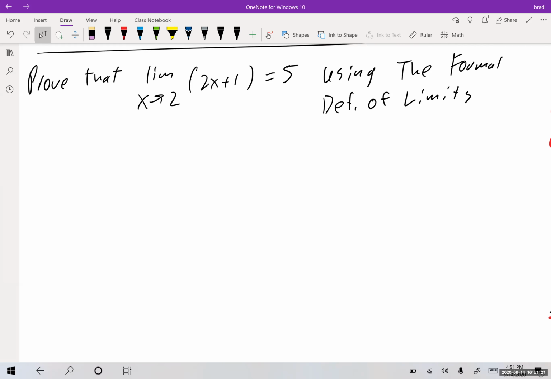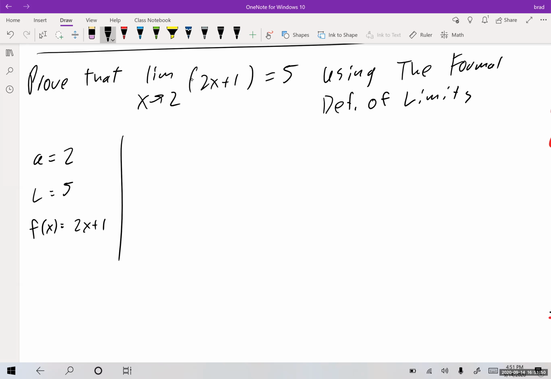So what I'm going to do is first identify a few things. So I know here that a is 2. We know L is 5, right? We know f of x is equal to 2x plus 1. And let's plug in what we know, okay?